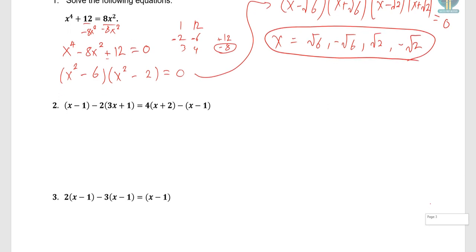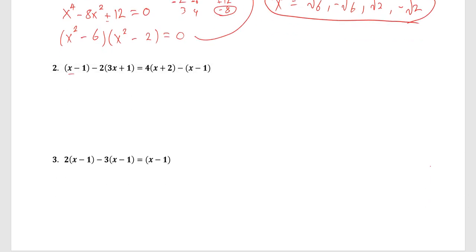Okay? Next exercise, we have x minus 1 minus 2 times parentheses 3x plus 1 equals 4 times x plus 2 minus x minus 1. So again, the first step here is to use the distributive property, get rid of any parentheses, and then combine like terms together. So we have x minus 1, minus 2 times 3x, which is minus 6x, and then minus 2 times 1 is just minus 2.